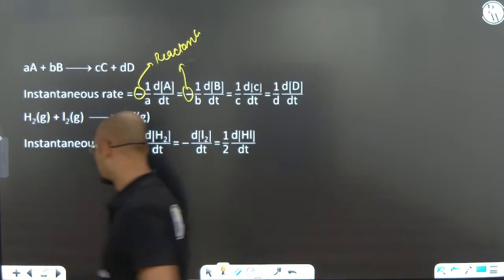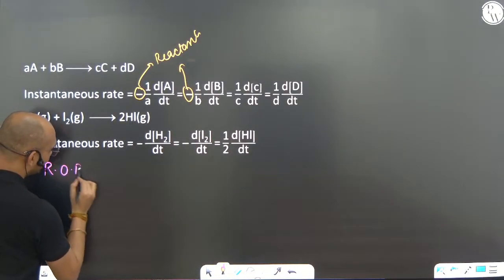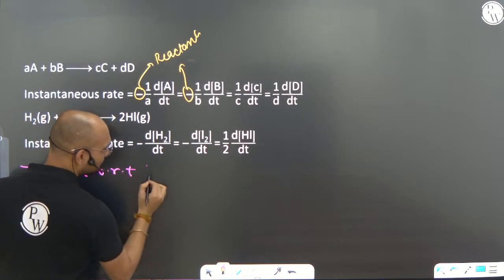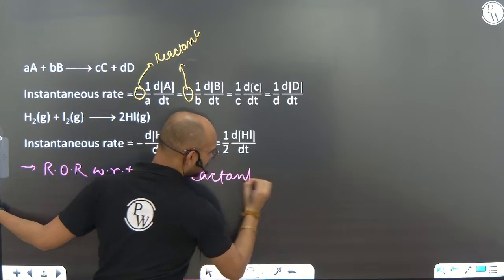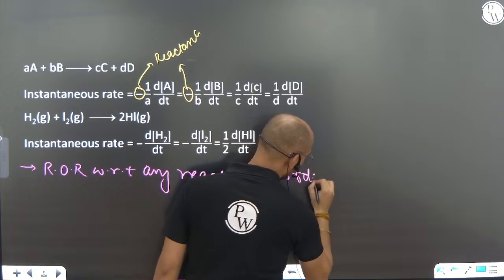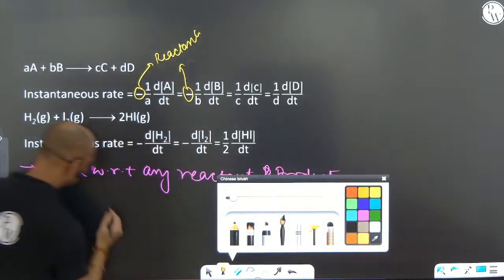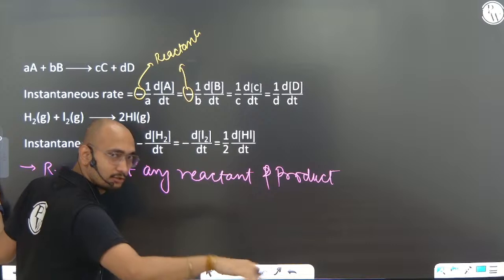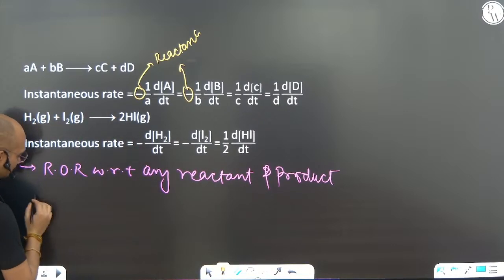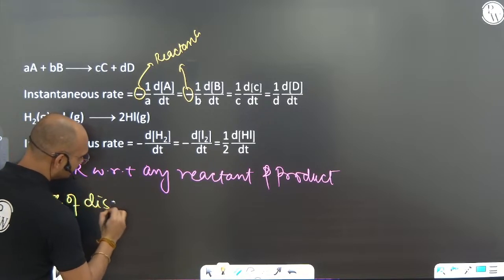Now, but here again there is one more thing, that is the rate of reaction with respect to any reactant and product. Let's see how they write the question. For a reactant, they write that the reactant dissociates, or we can say disappears. So they will write rate of disappearance.